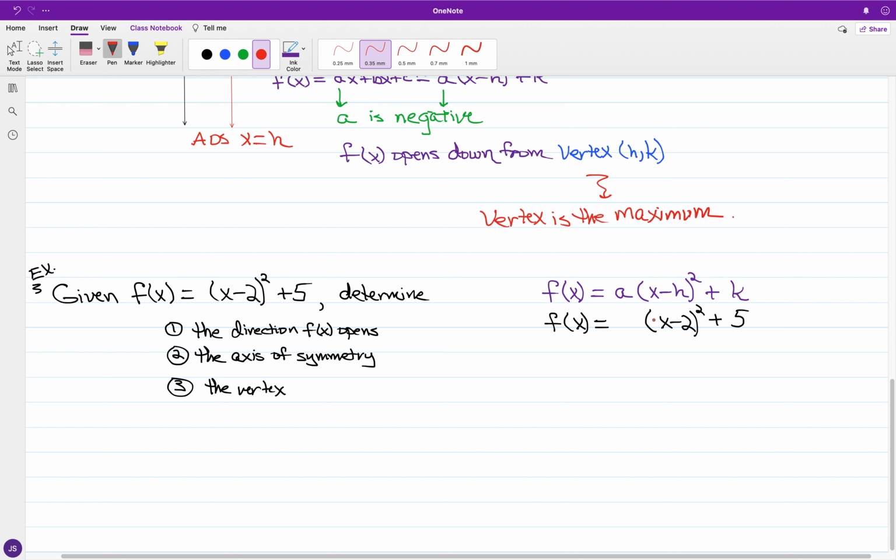If you notice, we don't have any number explicitly in front of the square of x minus 2. Just read this as if it were 1. So you have 1 times the square of x minus 2 followed by the addition of 5. So a is going to correspond to 1. So you have a is equal to 1, so a is positive. And since a is positive, if the leading coefficient is positive, that means that f of x is going to open upward.